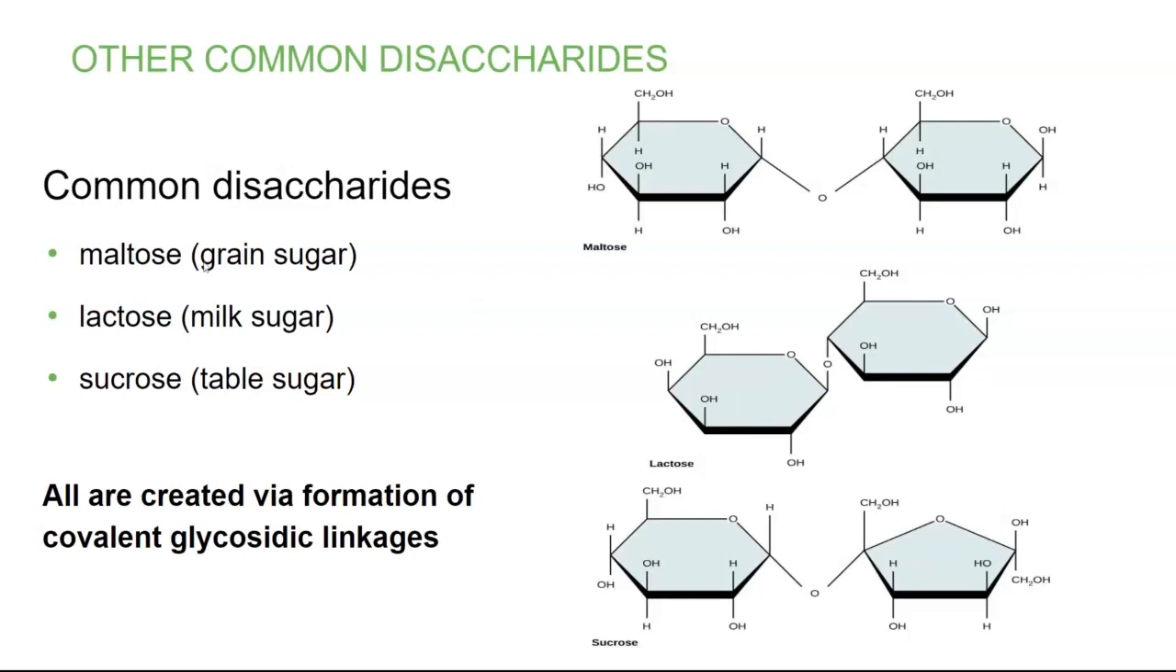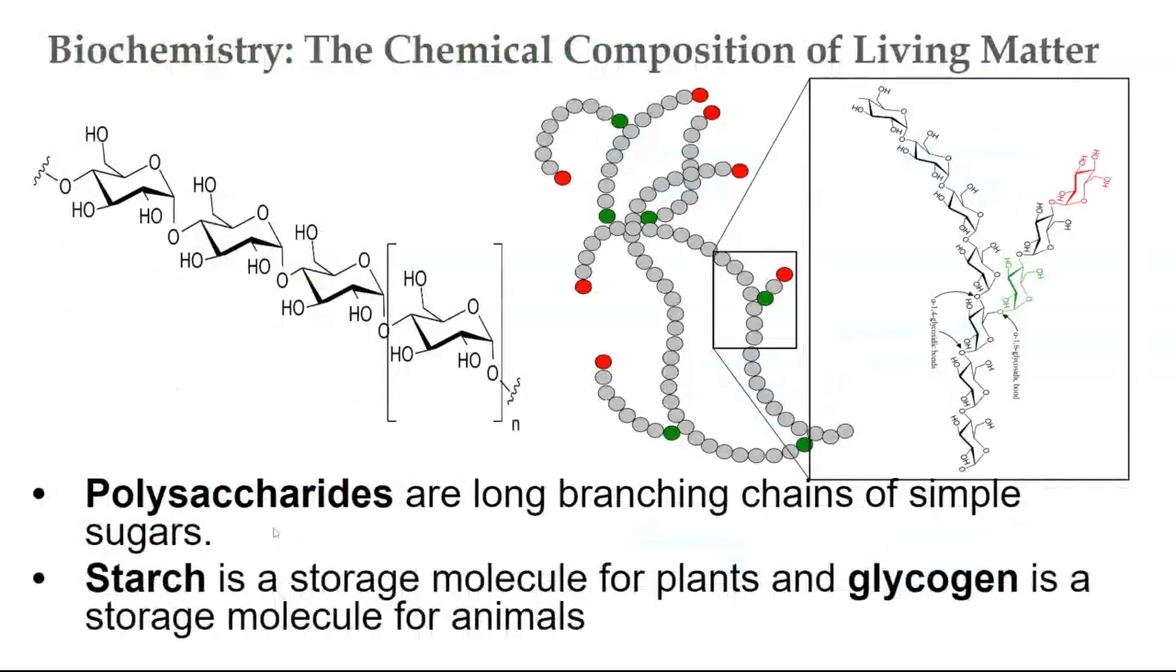And then we also have maltose. Maltose is going to be your grain sugar. We use maltose to make things like beer. It's a really interesting disaccharide. But they're all formed with that glycosidic bond or that dehydration synthesis.